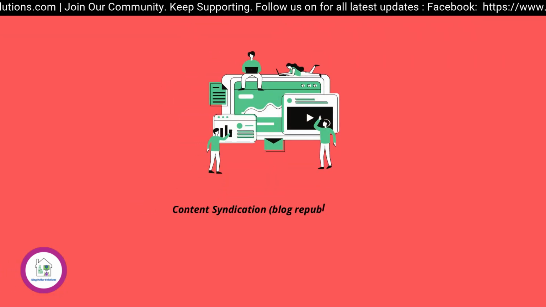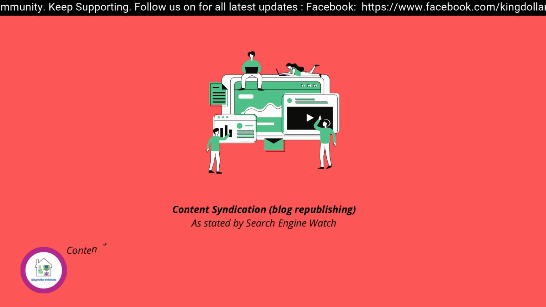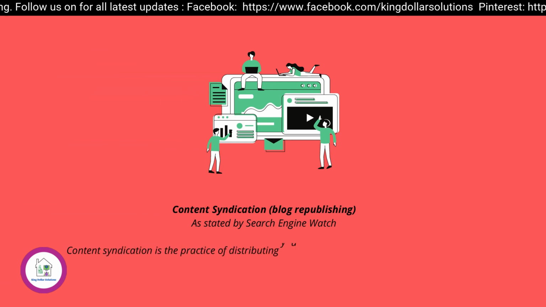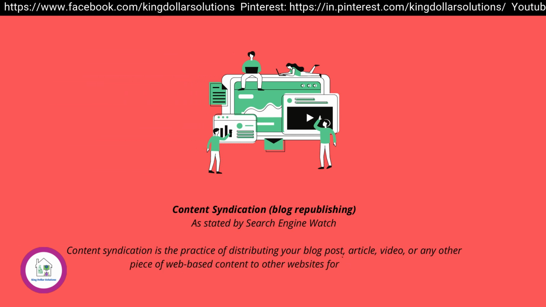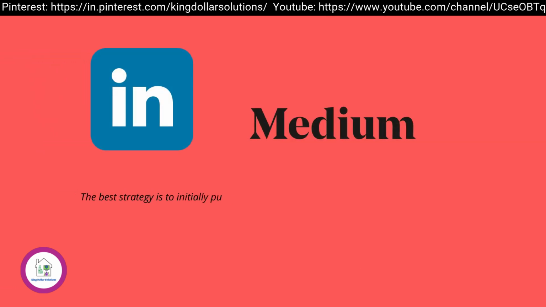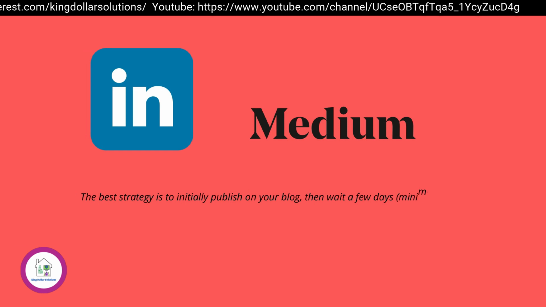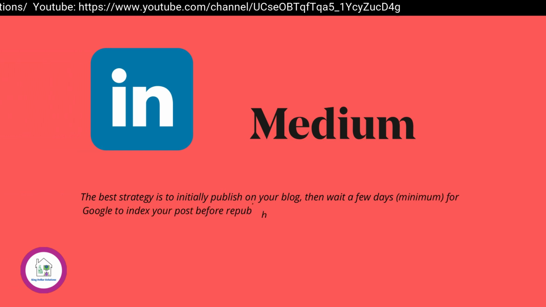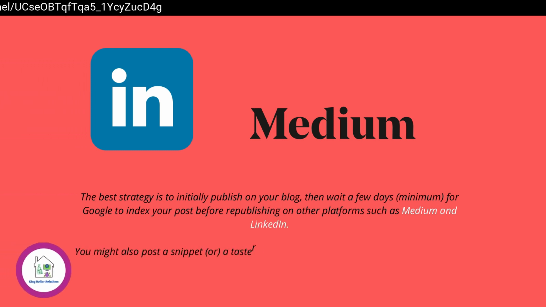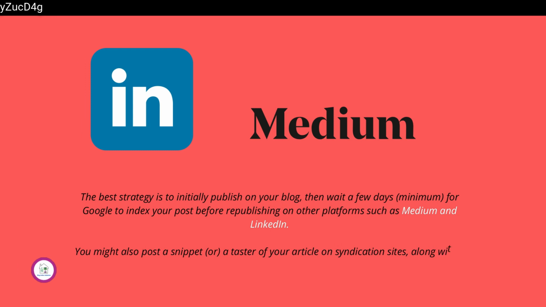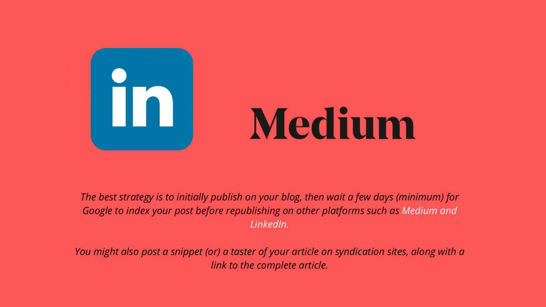Content syndication. Blog republishing. As stated by Search Engine Watch, content syndication is the practice of distributing your blog post, article, video, or any other piece of web-based content to other websites for republishing. The best strategy is to initially publish on your blog, then wait a few days, minimum, for Google to index your post, before republishing on other platforms such as Medium and LinkedIn. You might also post a snippet or a taster of your article on syndication sites, along with a link to the complete article. It's an opportunity to get your content in front of a broader audience in any case.